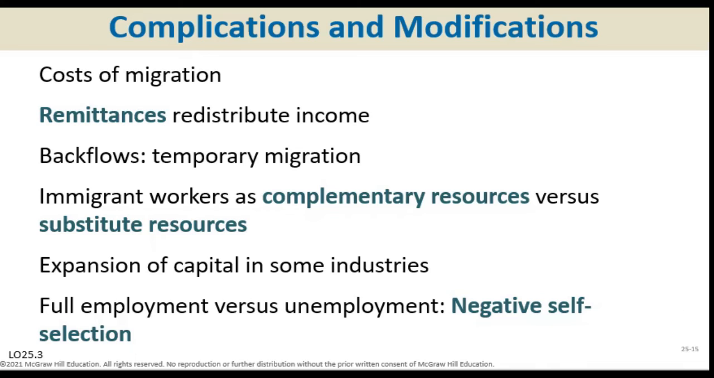The unemployed workers moving to the United States may reflect a negative self-selection, in which movers are less capable and perhaps less motivated than similarly educated people who did not migrate.